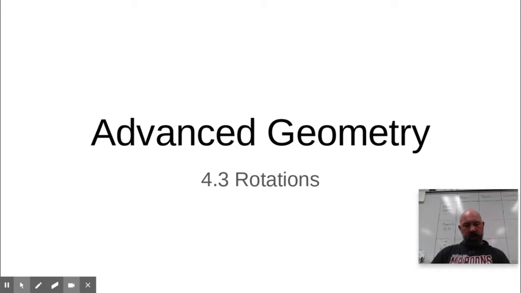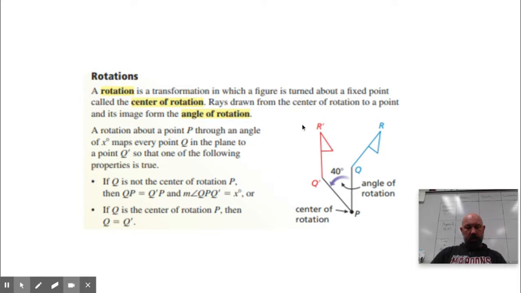So in this video, we're going to talk about rotation. This is going to be the third type of transformation that we've seen. We've seen translations and we've seen reflections. Those are the first two. Now we're going to see rotation. So a couple notes really early on, not too hard of stuff.